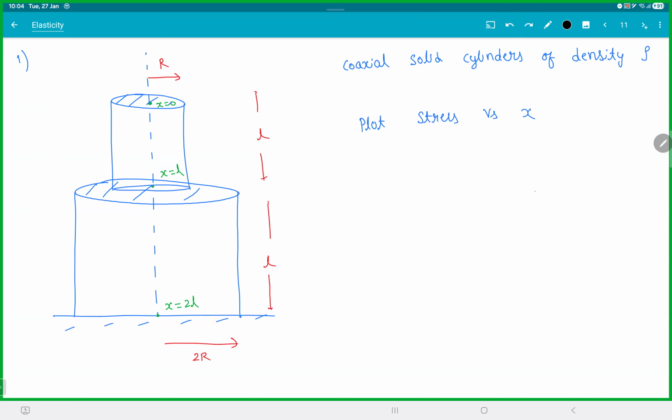Let's get this. So as you come down, you can clearly see the weight is changing and the area also changes. So how will your stress graph look like? Plot the stress versus x graph.